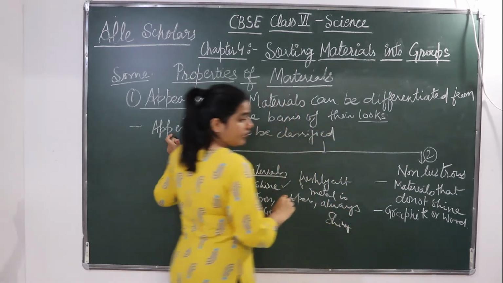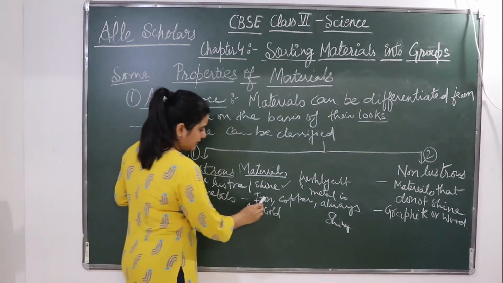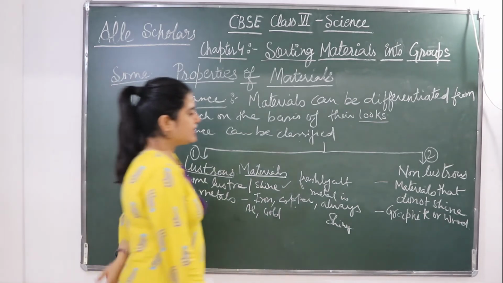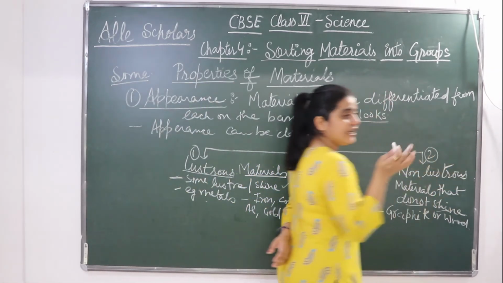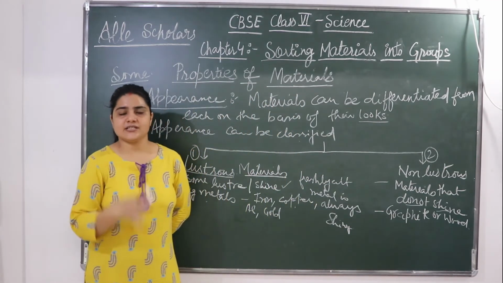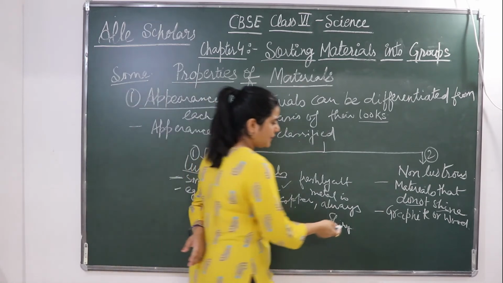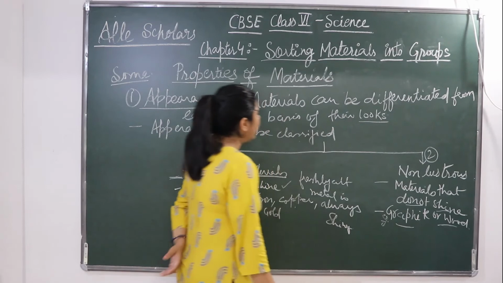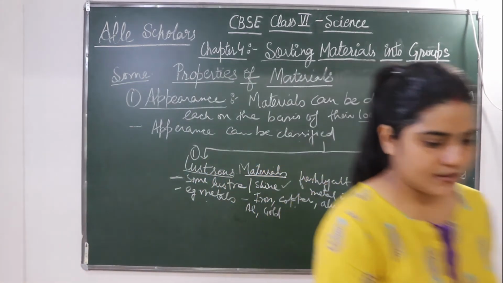Okay. Now you see the example. Metals are there: iron, copper, aluminum, and gold. Non-lustrous materials are the materials that do not shine. They neither shine in the freshly cut material nor afterwards. Okay. Example is graphite and wood. Okay. Now the second property, that is the hardness, we are going to discuss.